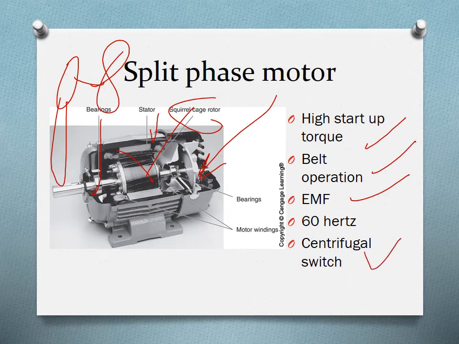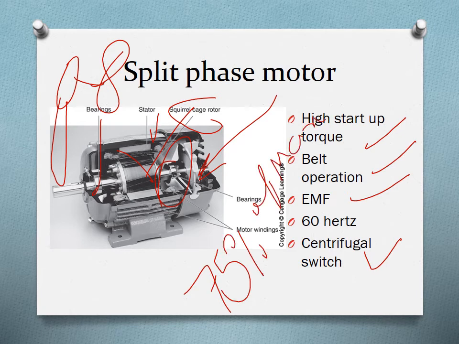Some of them have centrifugal switches, and this is the centrifugal switch. What it does is it opens up when the motor reaches 75% of the maximum RPM, and this is the frequency, which is 60 Hertz.